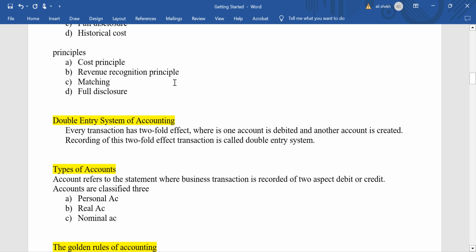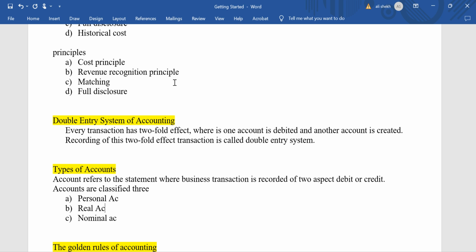What is double entry system of accounting? Double entry system of accounting is nothing but recording the transaction in the form of two effects, one is debit and one is credit. Types of accounts. Account refers to the statement where business transaction is recorded on two sides, one is debit and one is credit.